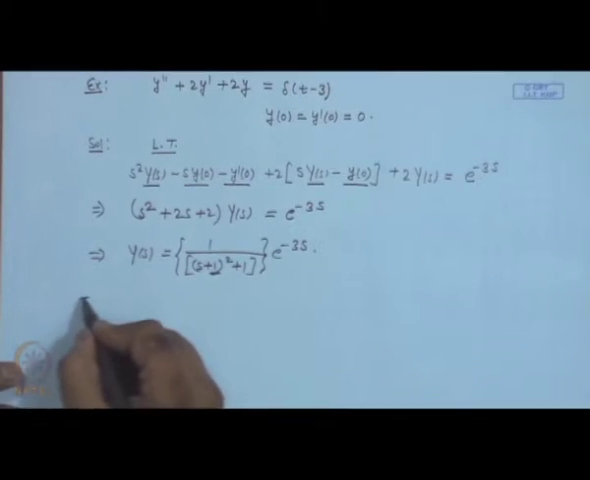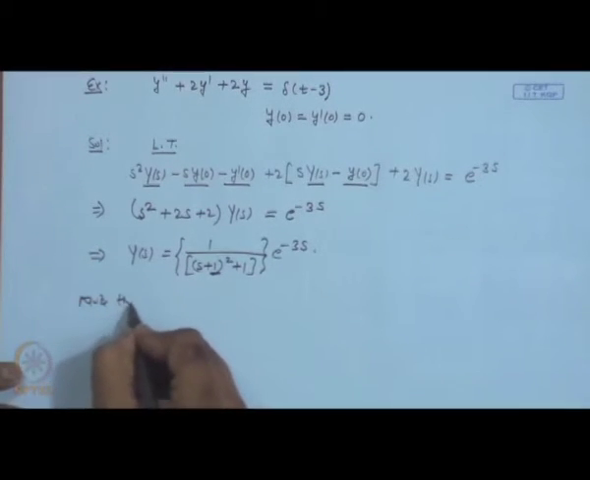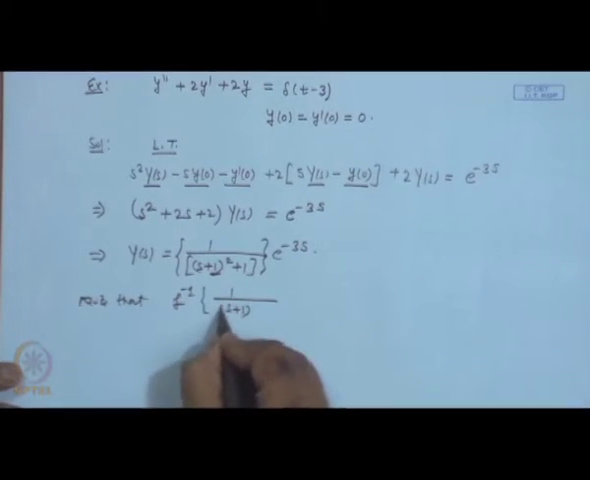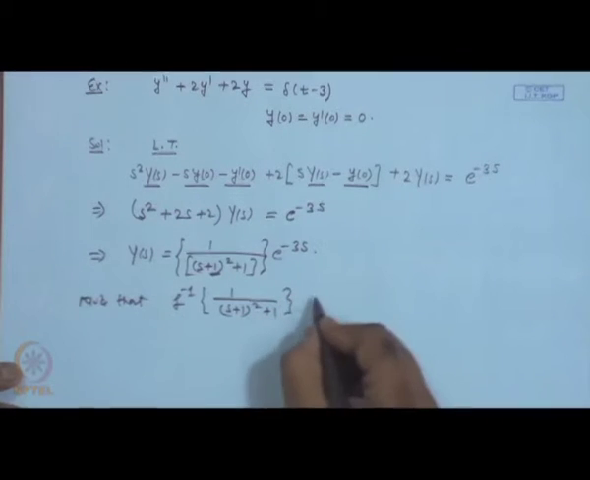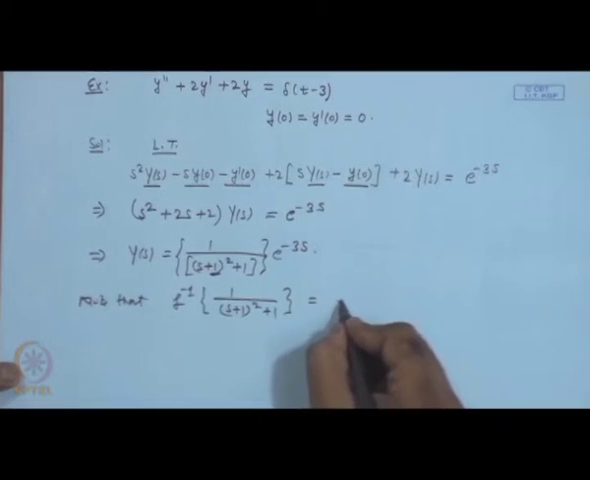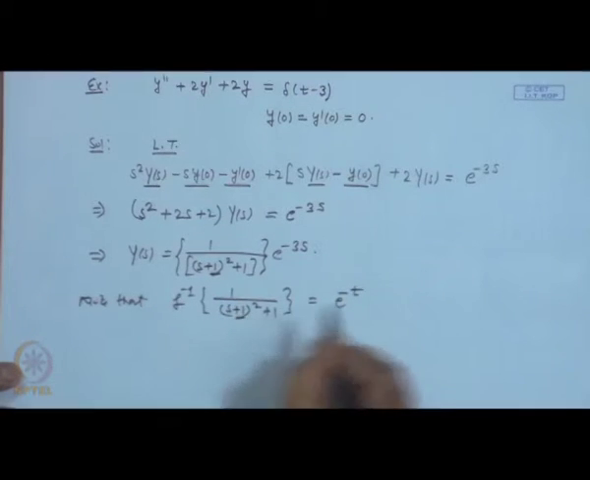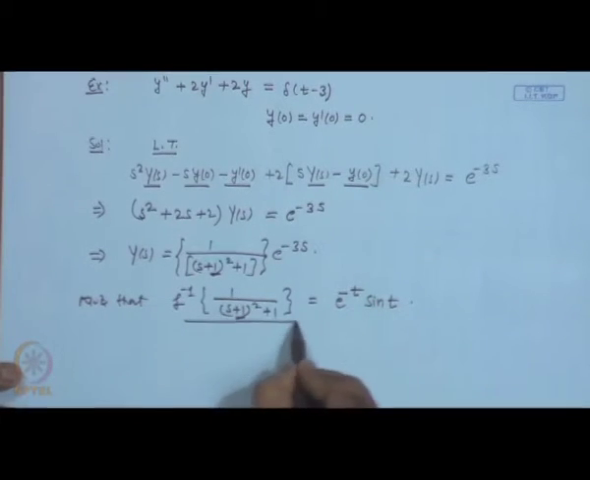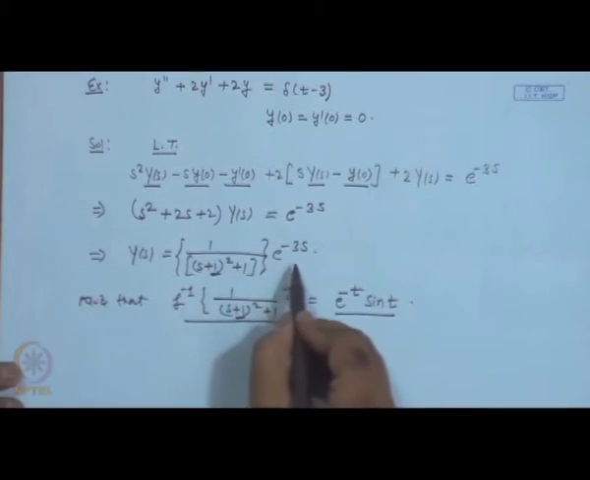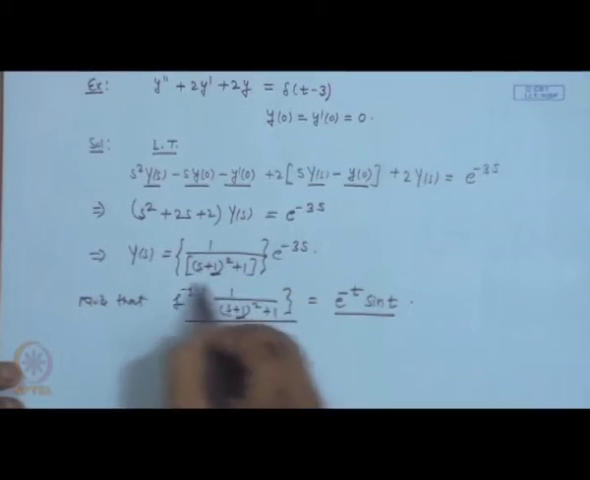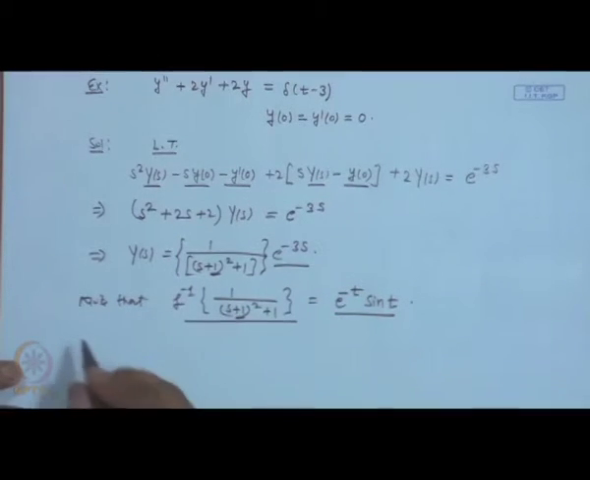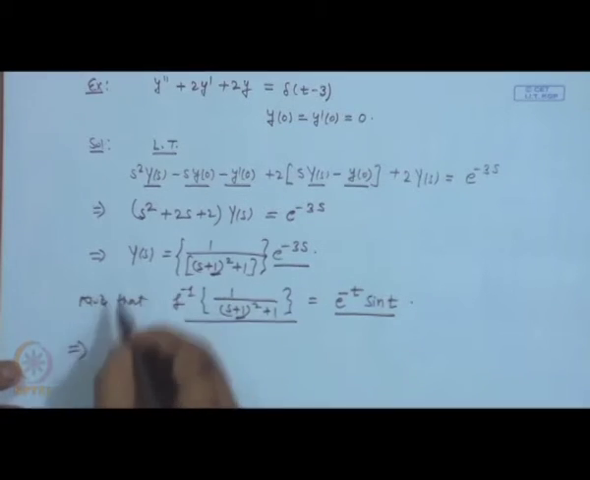So, note that the Laplace inverse of 1 over (s plus 1) squared plus 1, using the first shifting theorem, is e to the power minus t times the Laplace inverse of 1 over s squared plus 1, and that is sin t. Once we have this Laplace inverse, e to the power minus t sin t, we can get the Laplace inverse of this function with e to the power minus 3s using the second shifting theorem.